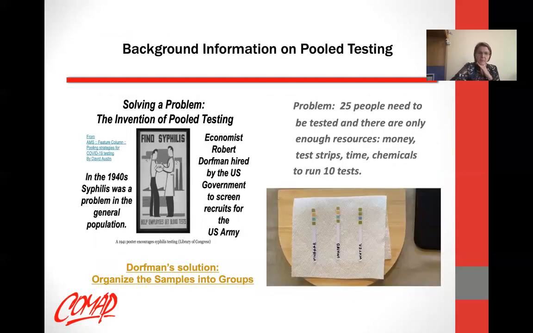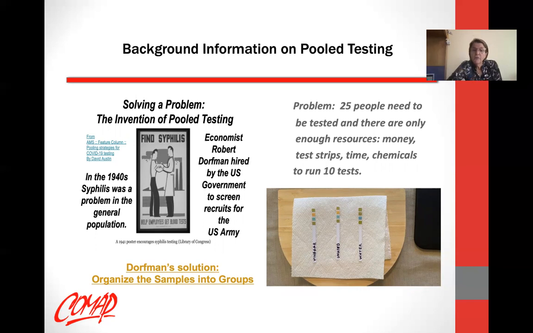So this problem is not a new problem. It's been a problem for a long time. And in the 1940s, the military was concerned about syphilis in the military population. So they were trying to come up with a way of testing many people for syphilis in an economical fashion. An economist, Robert Dorfman, came up with an idea for minimizing, or at least bringing down, the number of tests required.